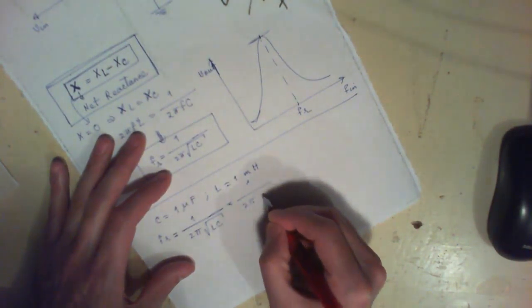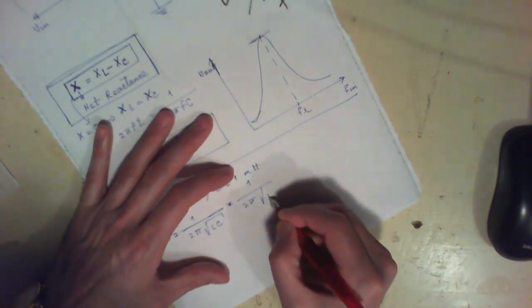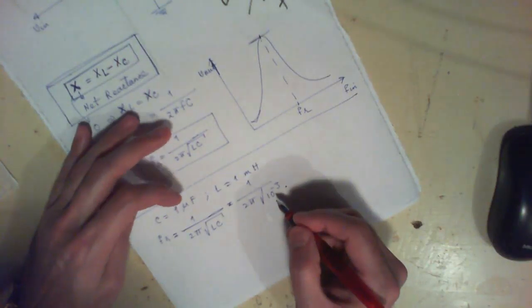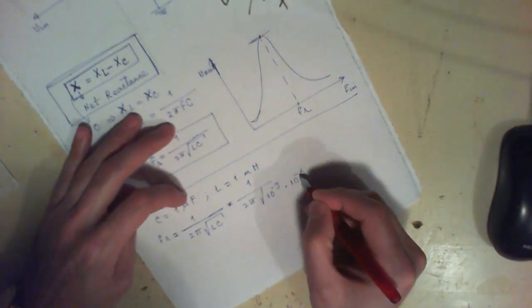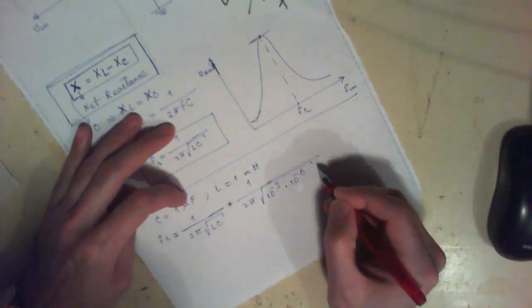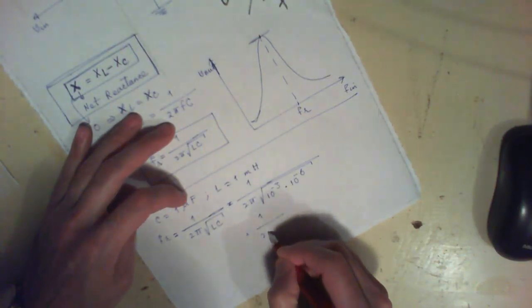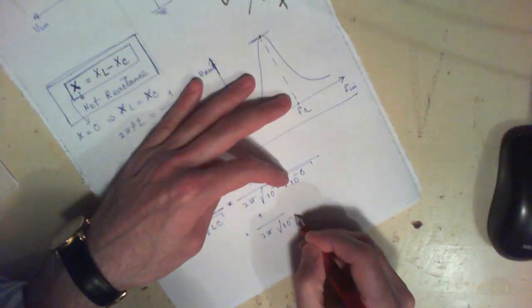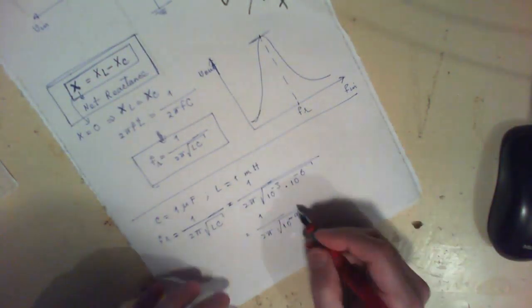1 over 2 pi square root of L, which is 1 millihenry, 10 raised to the power negative 3 Henry, times 1 microfarad, which is 10 raised to the power negative 6 farad. That's the same thing as 1 over 2 pi the square root of 10 raised to the power negative 9.